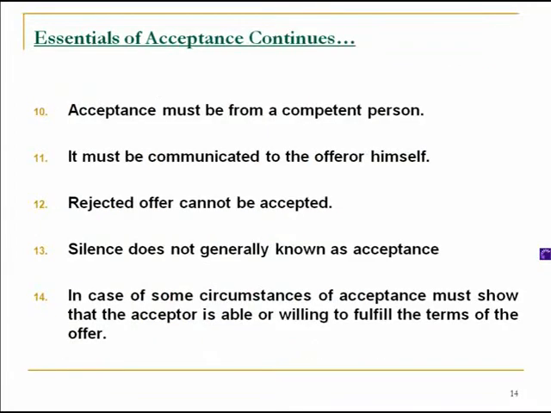Few more points. Acceptance must be from a competent person. It should not be from an incompetent person. There are some criteria you essentially require to understand competency. A person should be major, more than 18 years of age. He should not be disqualified by any other law. He should always be of sound mind. If he is incompetent, the law assumes that he is not able to understand the conditions of a proposal. So you always require an acceptance from a competent party. It must be communicated to the offerer himself.